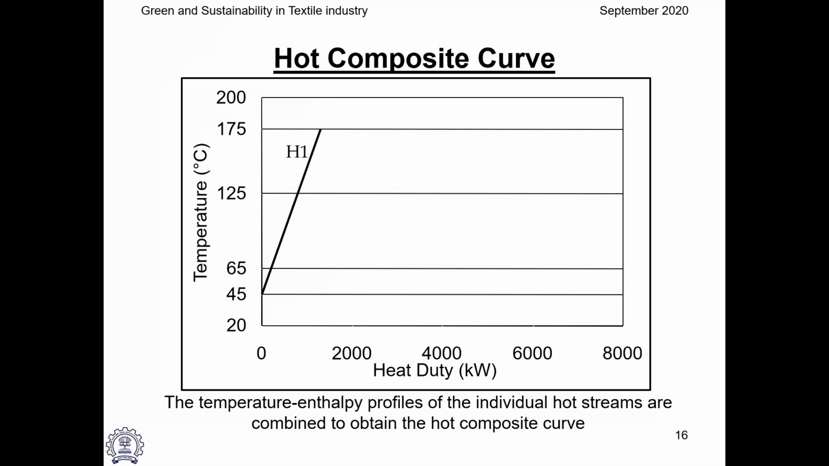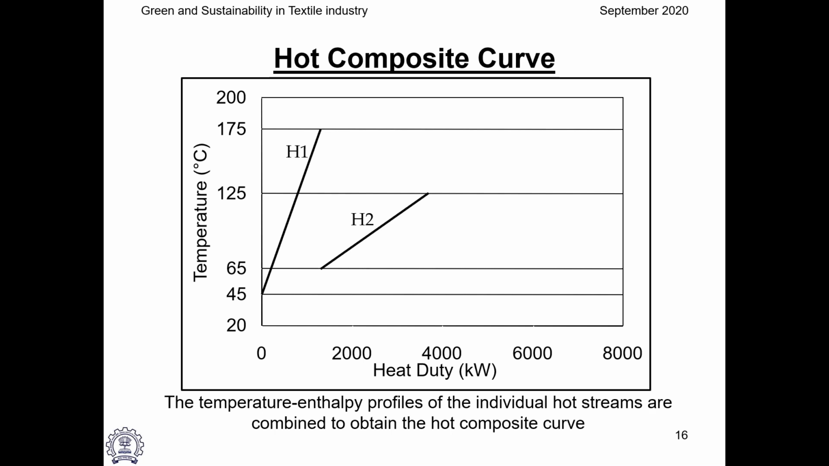So we can plot the next stream H2, which starts from 125 degrees centigrade, goes to 65 degrees centigrade, with a heat availability of 2400 units of heat. Now we can present it. Now how can I add that? We are going to add these two streams in a thermodynamic way, and we call it the hot composite curve.